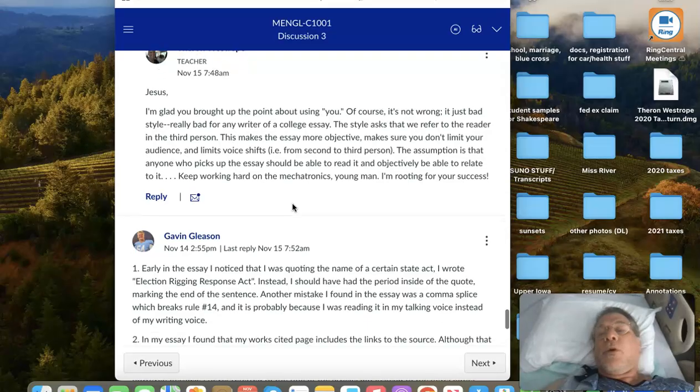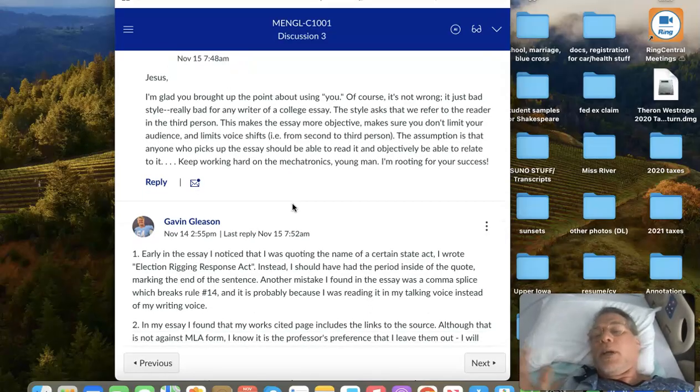Okay. So using you isn't wrong. It's just bad style. And in academic writing of any kind, and that's across the disciplines, even the sciences, you avoid it. So I wrote why. This style asks that we refer to the reader in the third person, he, she, right, etc. This makes the essay more objective. And make sure you don't limit your audience and limit your voice shifts, because if you write to you, the second person, it's almost inevitable that you switch to third, and you want to be consistent.